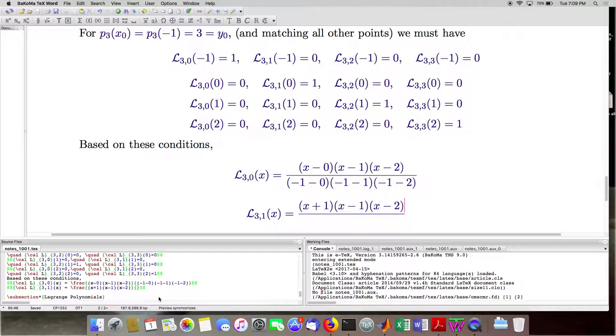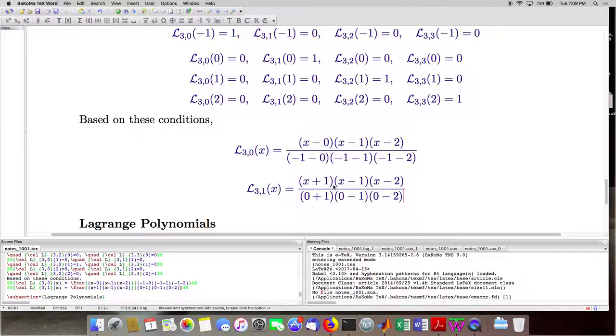And then how do I finish it off? 0 plus 1. Yes, so now I want it to be 1 at x equals 0, so then 0 plus 1, 0 minus 1, 0 minus 2. And there you have it.